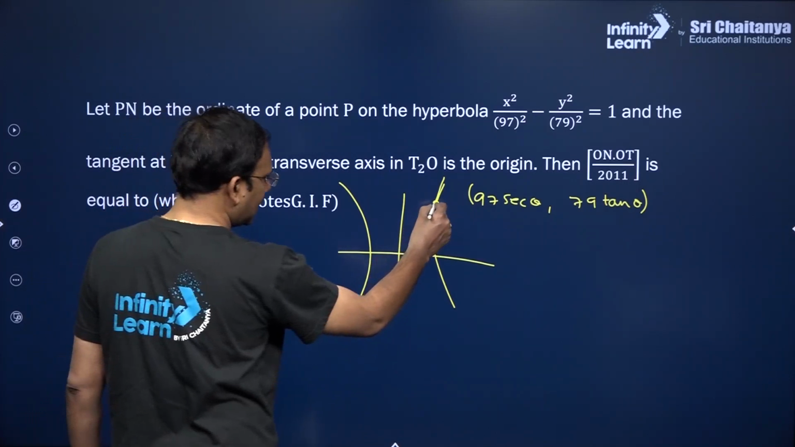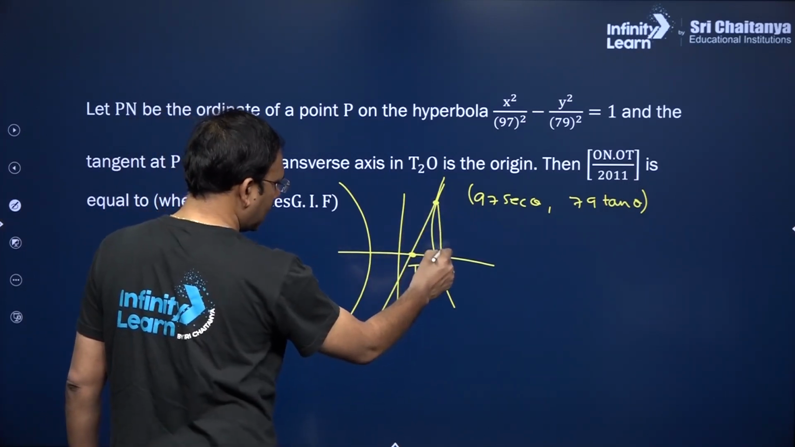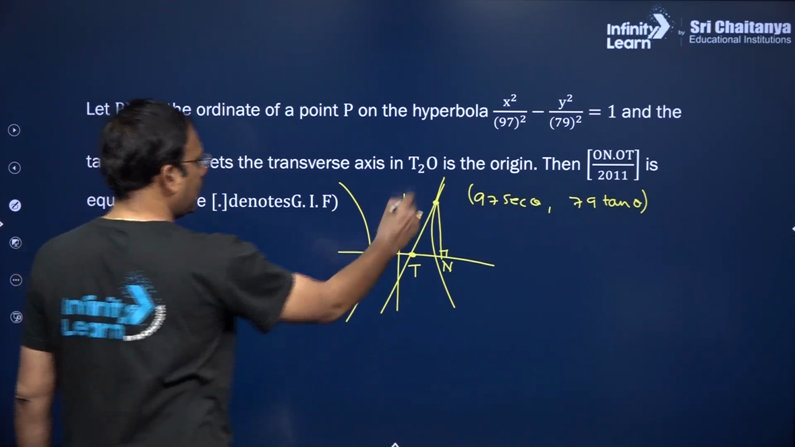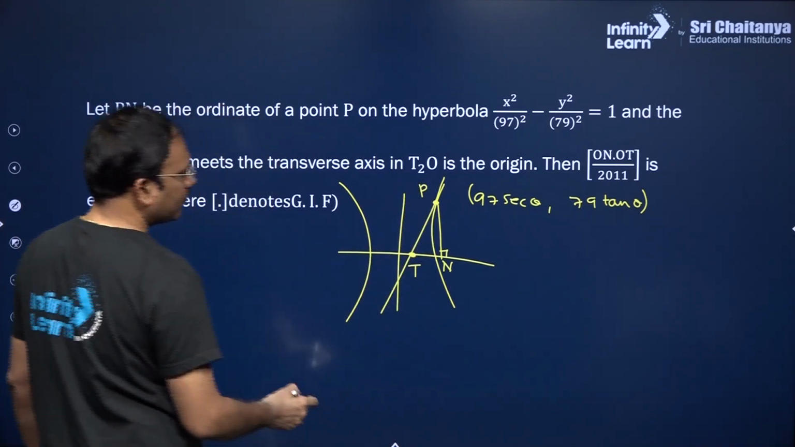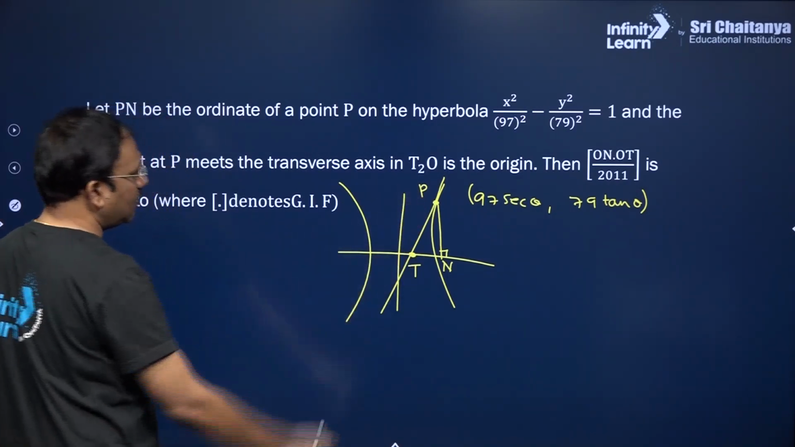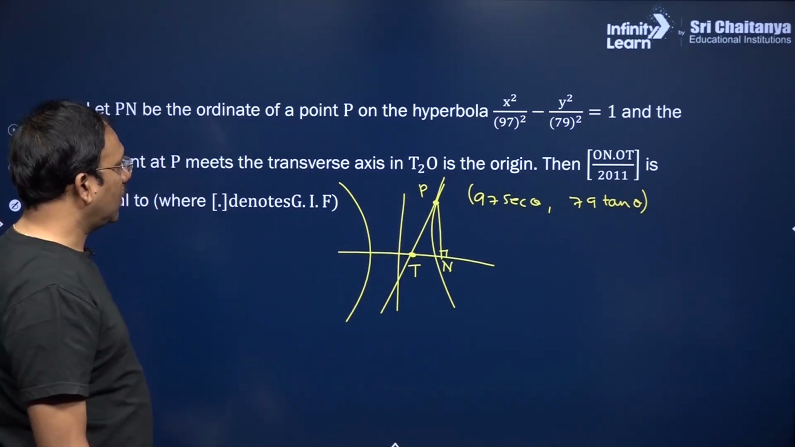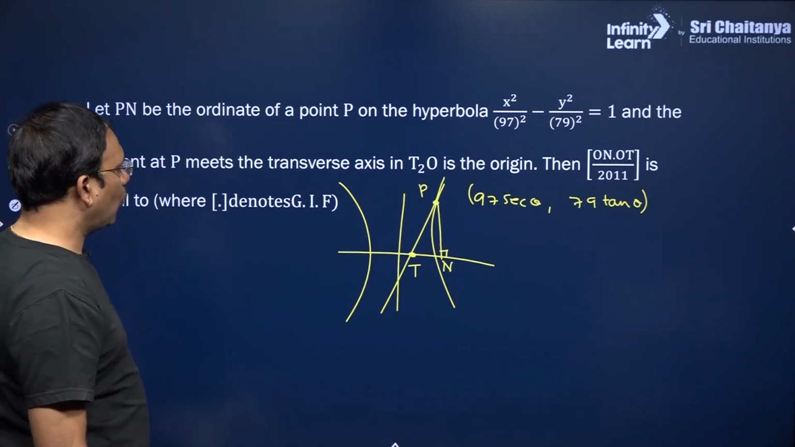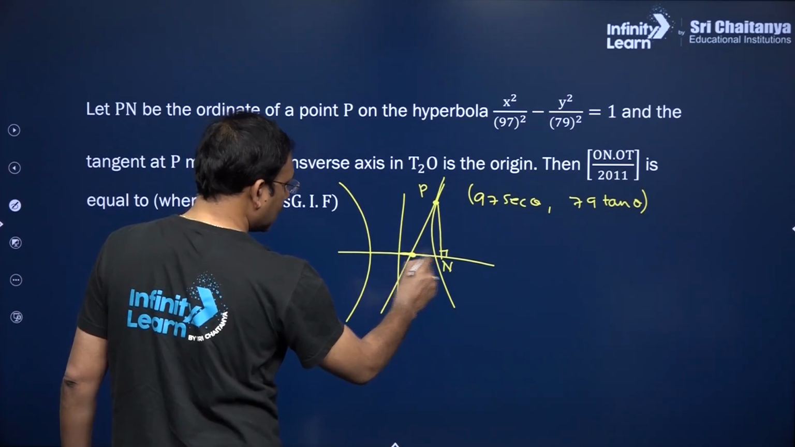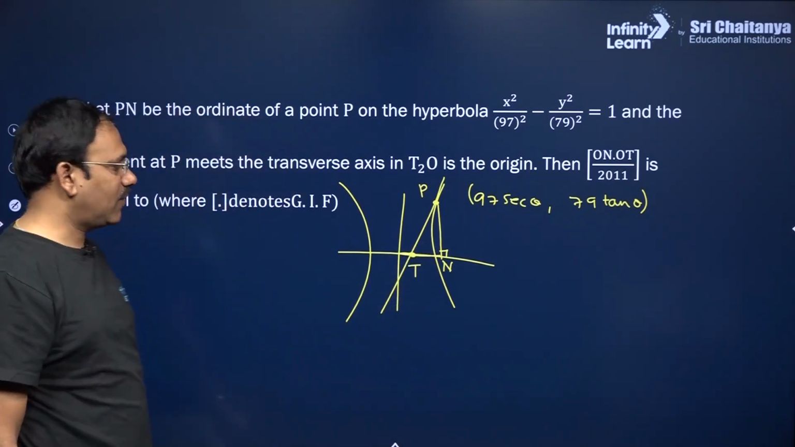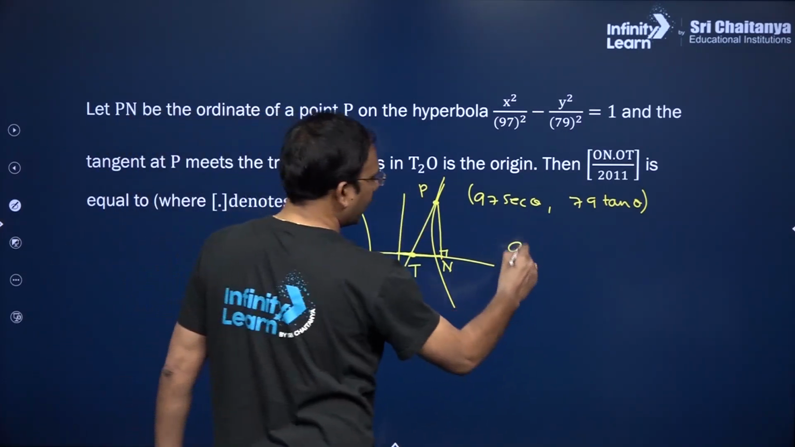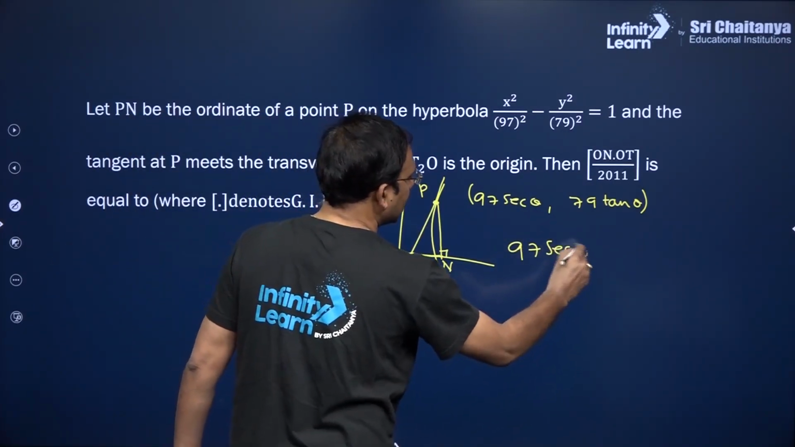That means from here he has dropped a perpendicular onto the y axis. This is PN, my dear friends, this is P, and this is going to be PT. Now he is expecting OT into ON, this distance he is expecting. ON is nothing but the x coordinate of the point P, 97 secant theta.